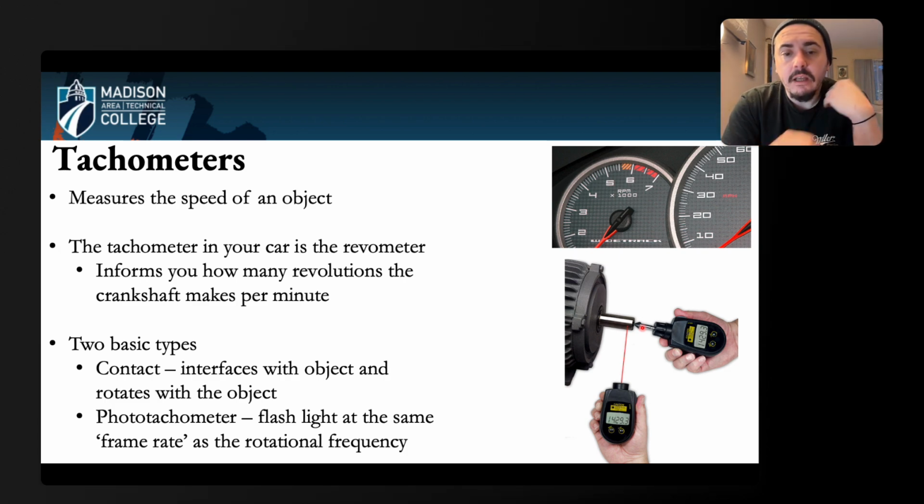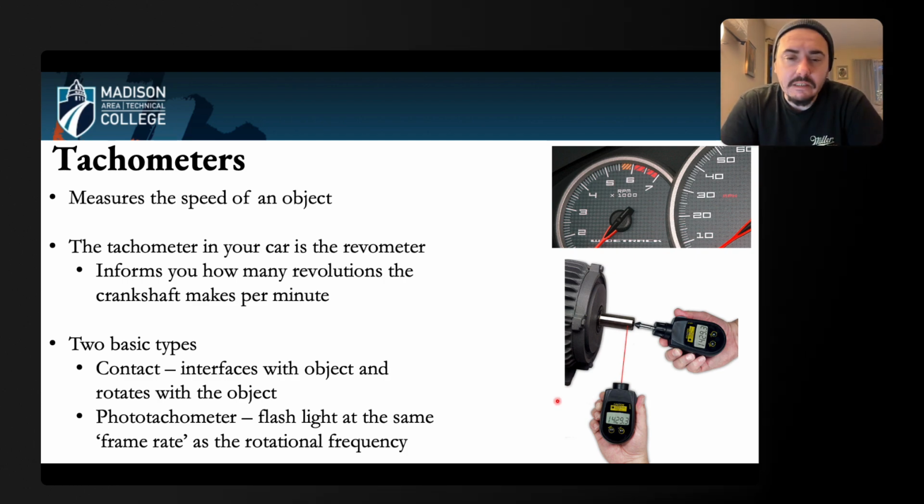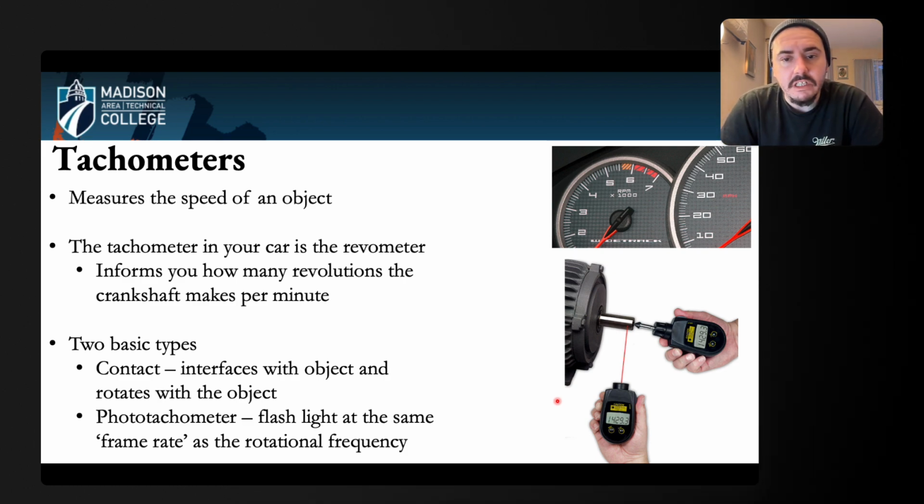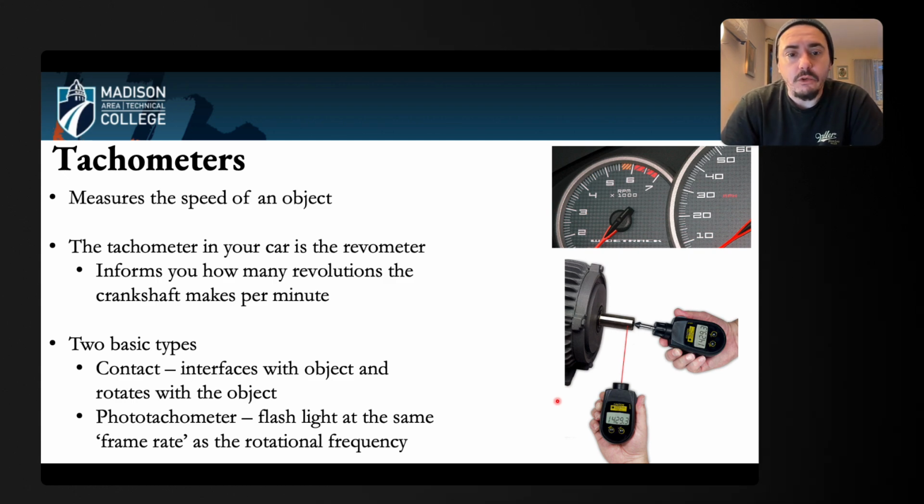You can do the same thing with a photo tachometer. This just uses light to measure the same thing. It sends light pulses or laser pulses at the same frame rate or frequency as the rotation in order to measure the rotational frequency. So this will give you the same value, just in a different way of measuring it.